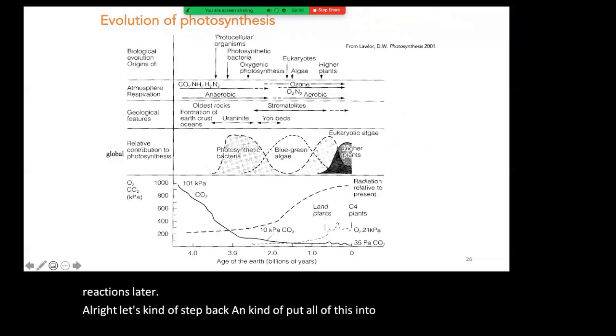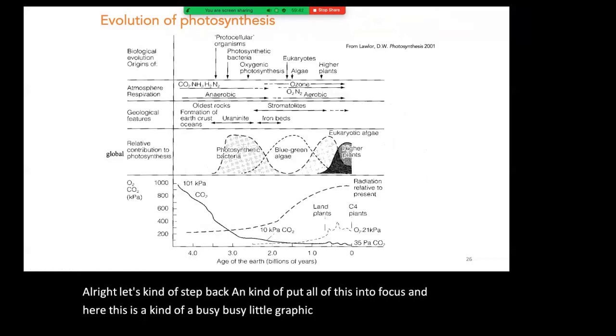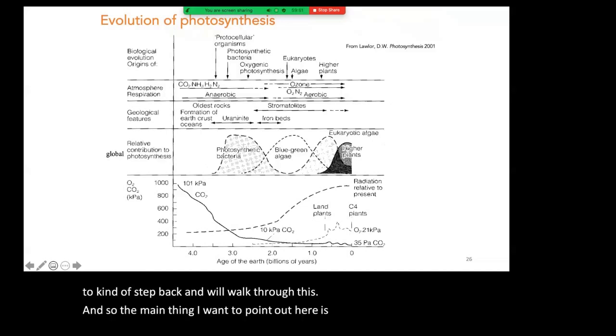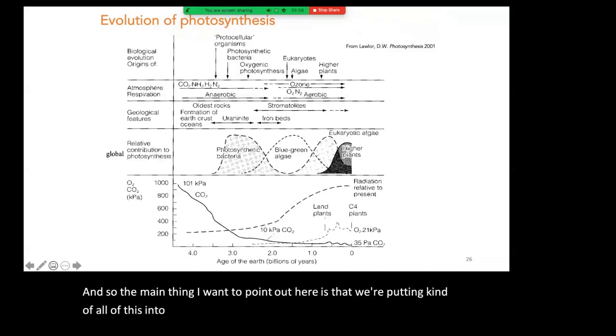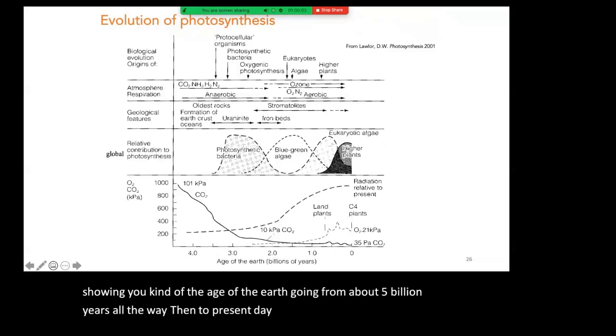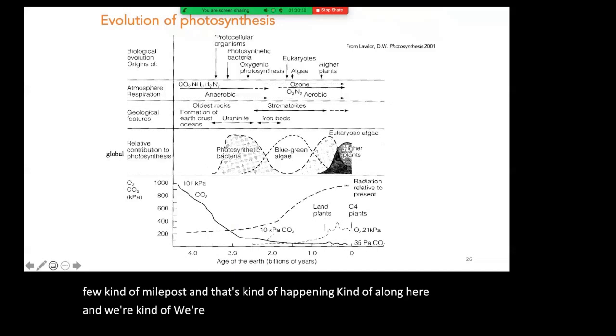Here, this is a busy little graphic, but we'll step back and walk through it. The main thing I want to point out is that we're putting all of this into the context of life on Earth. Here I'm showing you the age of the Earth going from about 5 billion years all the way to present day, okay? There are going to be quite a few mileposts along here, and we're going to walk along this.